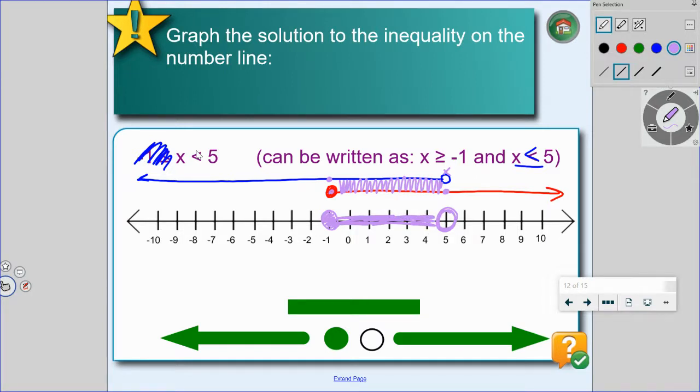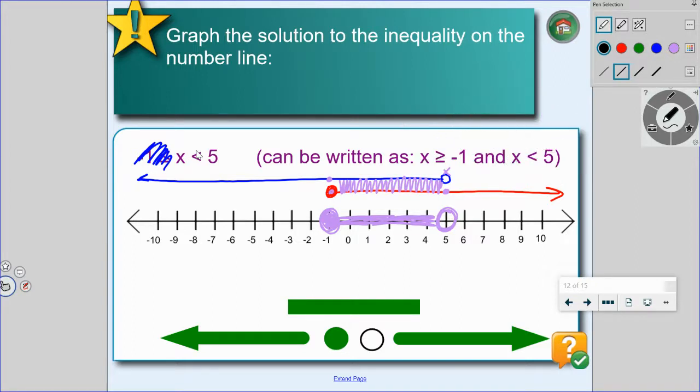Don't believe me? Check them out. Is 0 greater than or equal to -1? True. Is 0 smaller than 5? True. Okay, let's make it more interesting. How about -1? Is -1 smaller than 5? True. Is -1 greater than -1? No, but is it equal? True. Thus, we colored in -1.